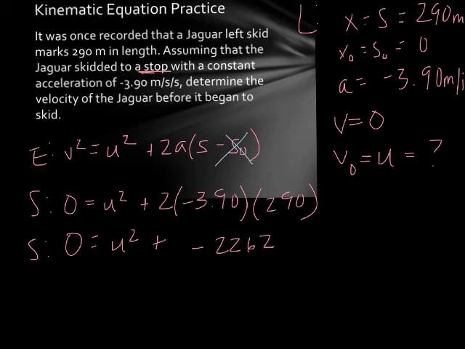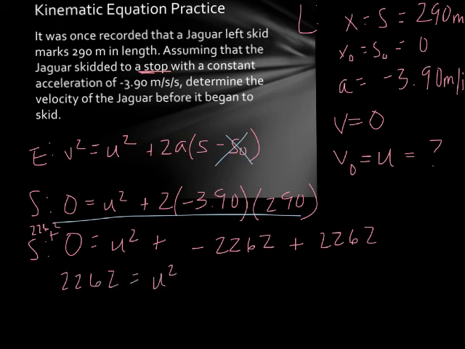I'm fine if you stop here and then do the math, but just so that you see where I'm coming from on solving this, what we do is add the 2262 to both sides. So we have 2262 equals u squared, and then to get our initial velocity by itself, you just take the square root. So u equals 47.56, and our units, so that we don't forget, is meters per second. Okay?